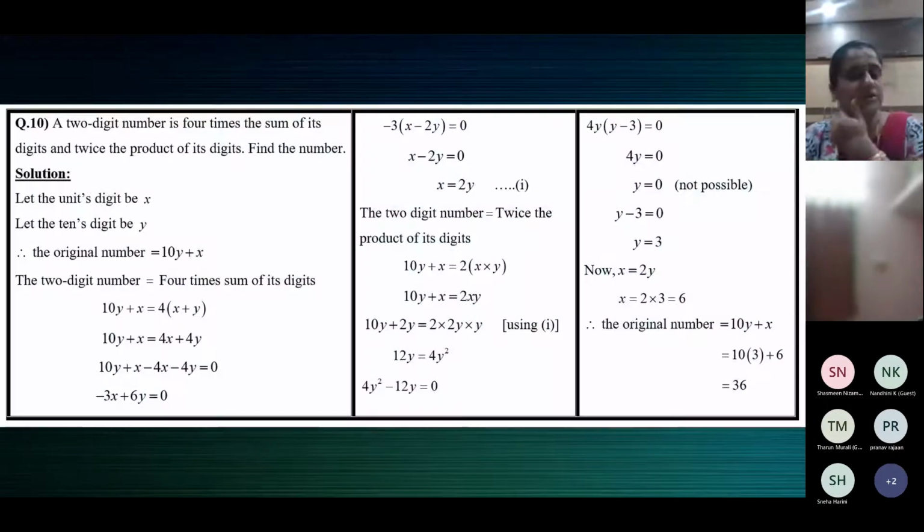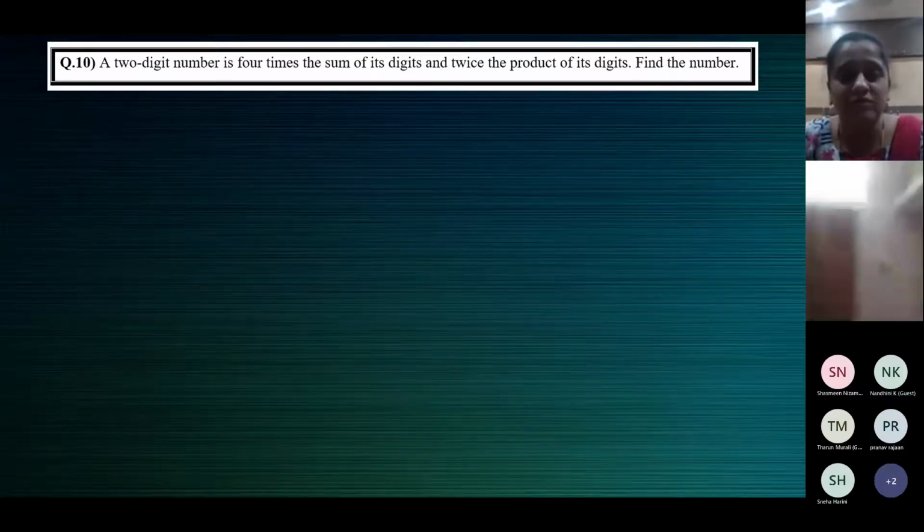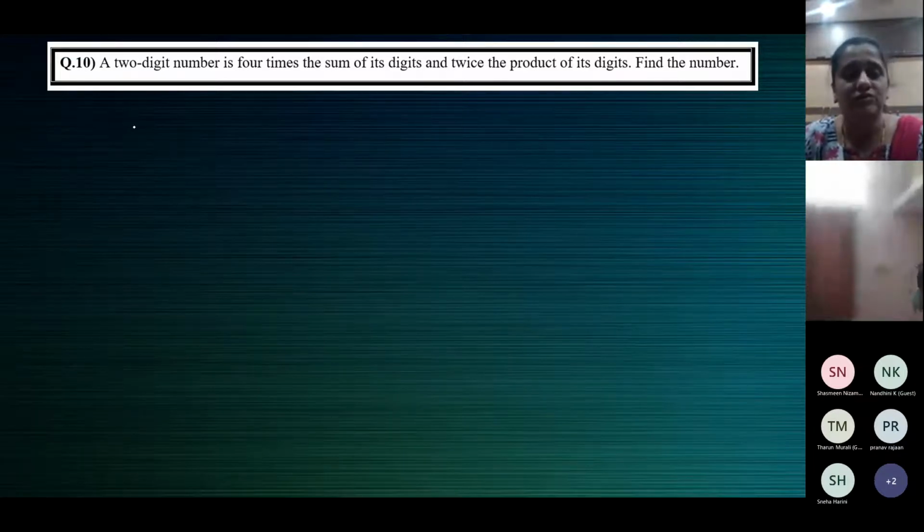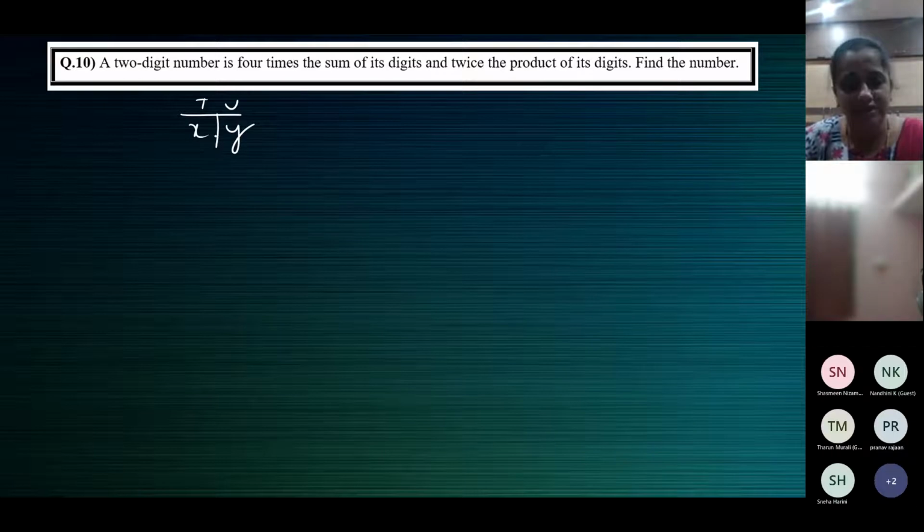Yeah, I think we'll have to continue from here. So here, a two-digit number. A two-digit number is 4 times the sum of its digits. So we saw how to assume the digits of a two-digit number and also find the expression for the number. Supposing you call the tens digit x and the units digit y, the expression for the number will be 10x plus y.